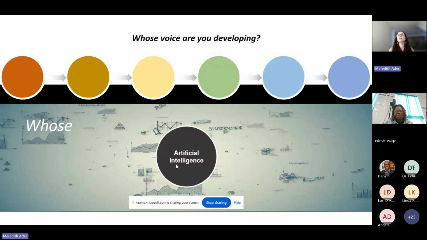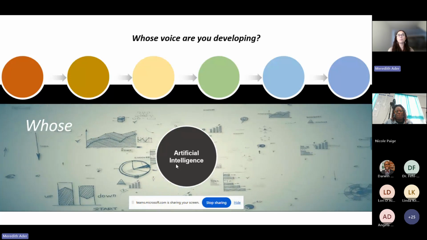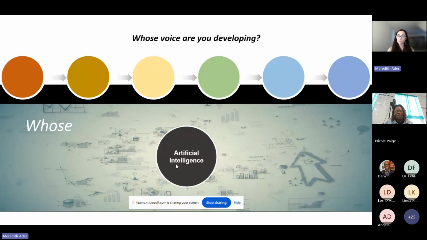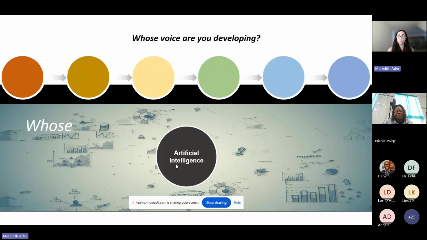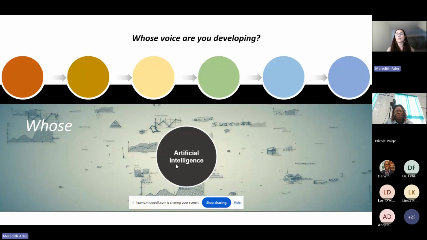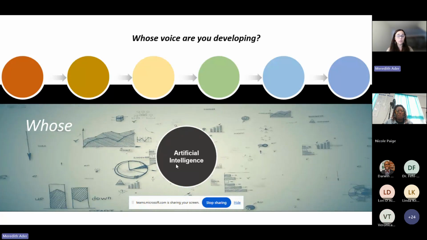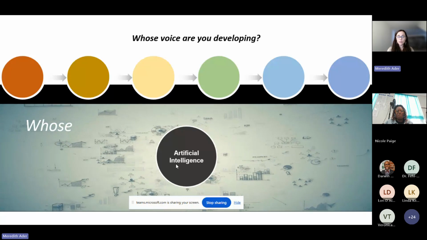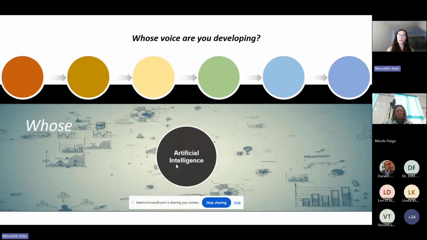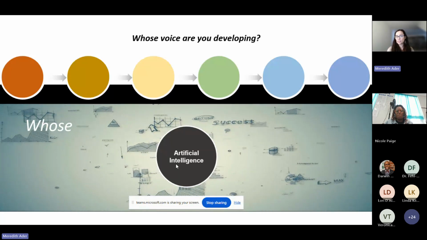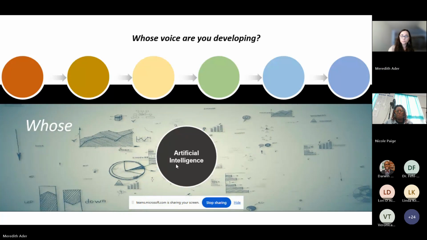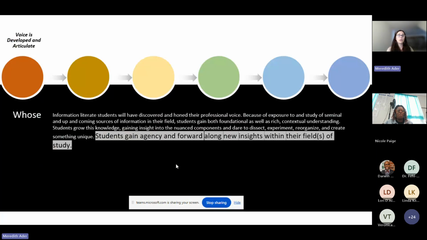Artificial intelligence has the ability to create entire dialogues for us. We can ask it to tell us what we think. If we really want to go that route, we can do that. But the risk is developing a voice that's not ours. It's not true to who we are. So when I add the seventh frame of whose, I'm talking about voice is developed and it is articulate.